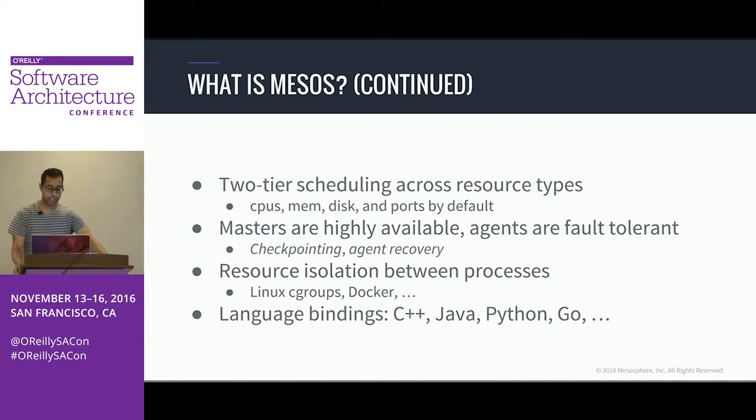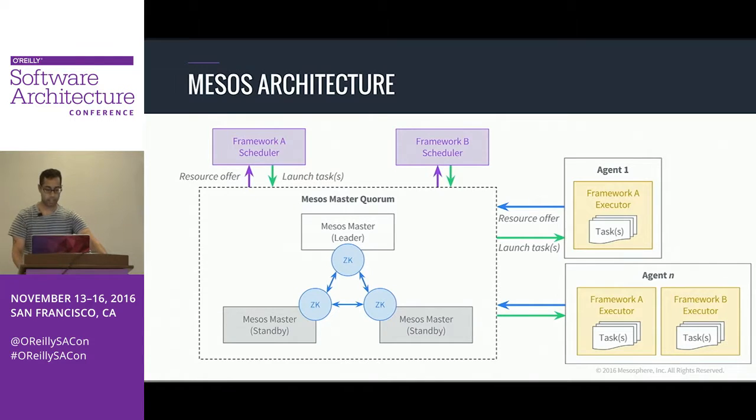I mentioned the resource isolation earlier. So we use cgroups. Docker is also supported. And you can write applications for MESOS in many different languages. So it's written in C++, but we have bindings for Java, Python, Go. And recently we released an HTTP API, so anything that can speak HTTP can write to it.